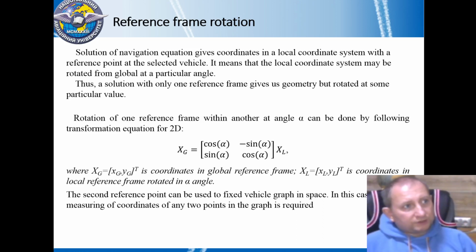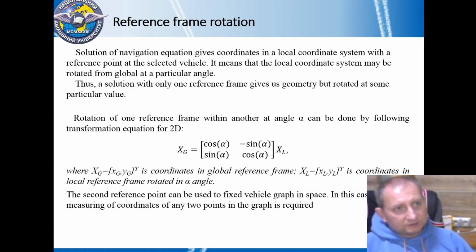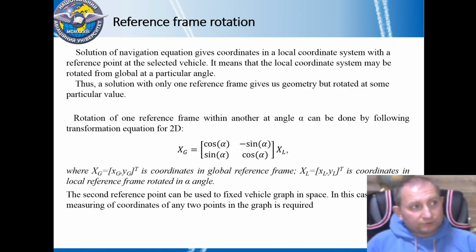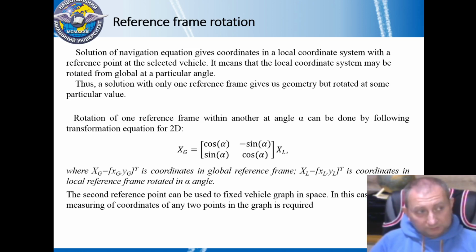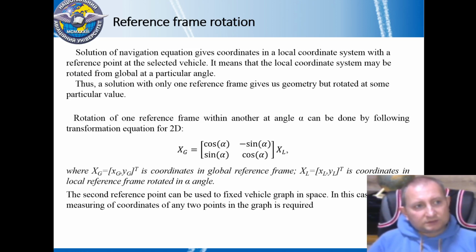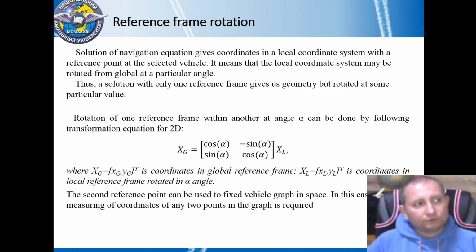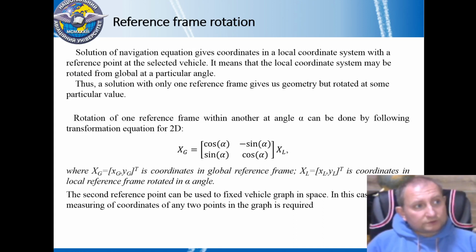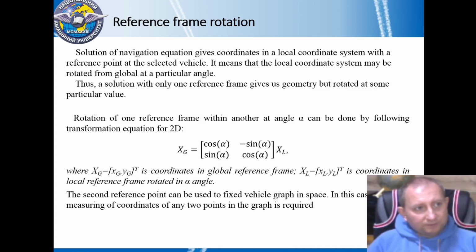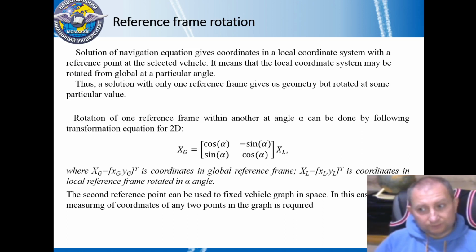Solution of the navigation equation gives coordinates in a local coordinate system with a reference point at the selected vehicle. It means that the local coordinate system may be rotated from the global one at a particular angle. Thus, a solution with only one reference frame gives us geometry, but rotated at some particular value of angle.